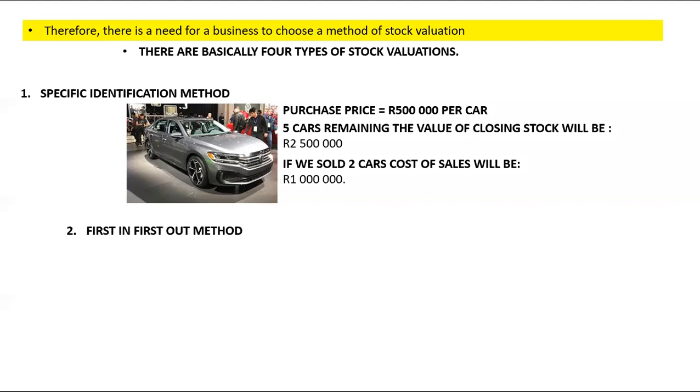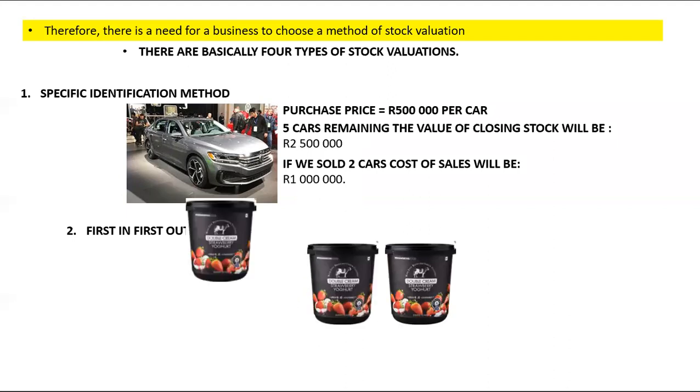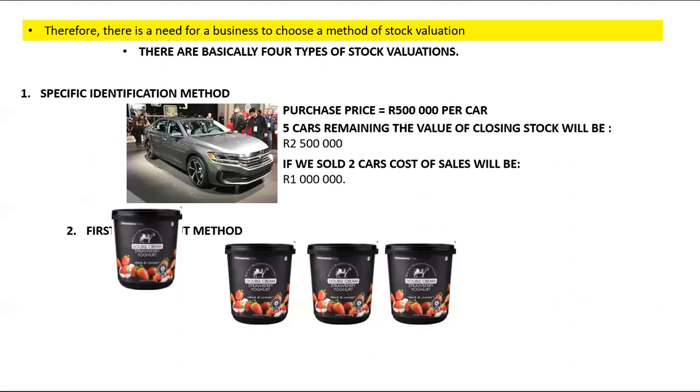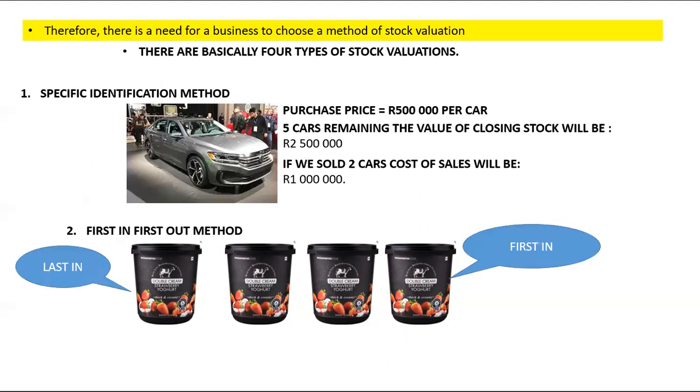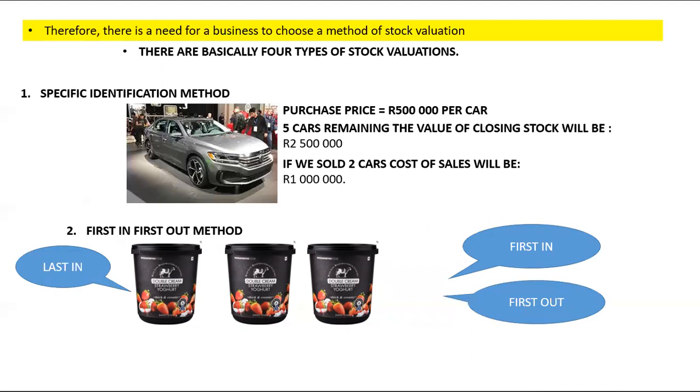First in, first out. What is first in, first out? You'll realize this is the first yogurt we got. So that will be the second one, and this will be the third one, and this will be the last one. The first one we purchased will be the first one we sell. So basically, that's what first in, first out simply means. Meaning the one that came in last will form part of your closing stock because it might not be sold. So there's a high chance that the last one that came in might not be sold. The first one that came in will be the first one that goes out.